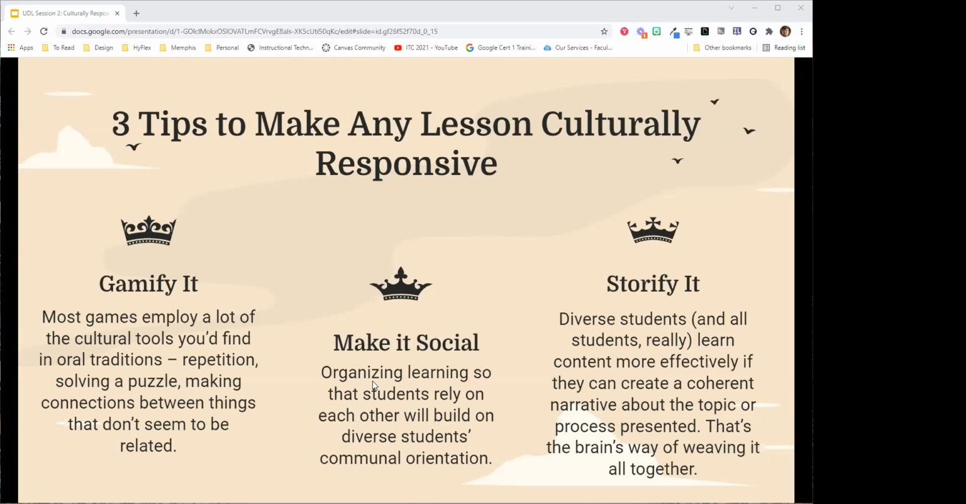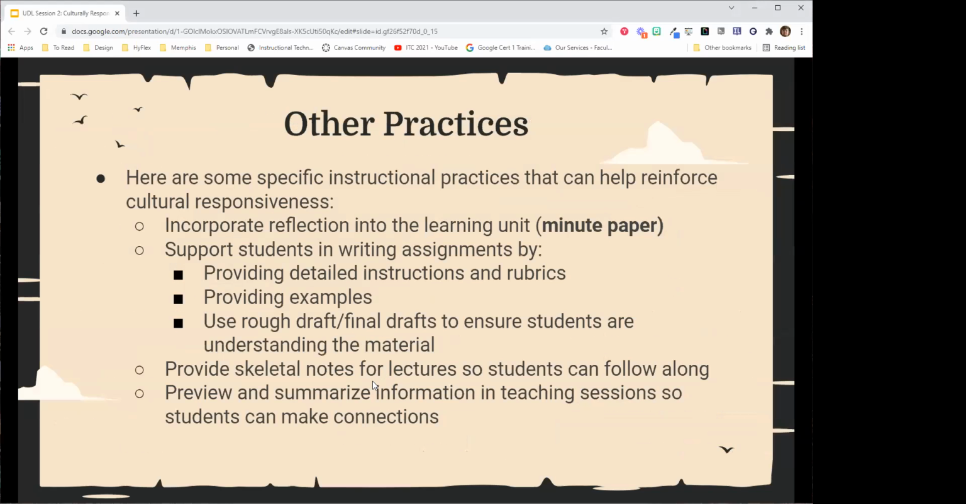There are some other things that we can do that we've pulled together to help reinforce that cultural responsiveness. The first is to incorporate reflection into the learning unit.